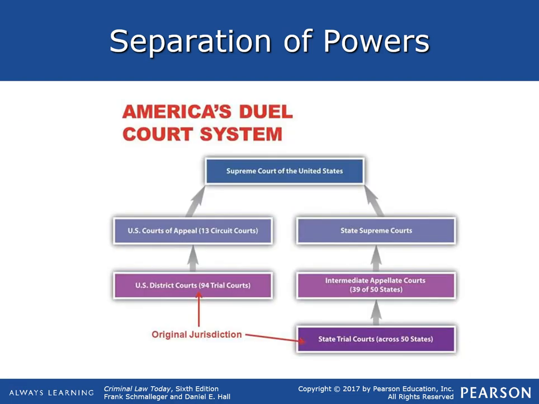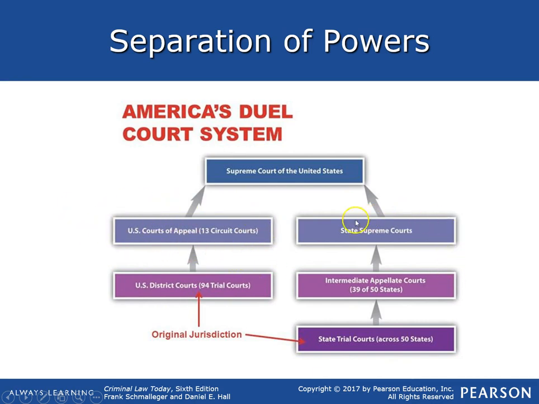And just a really quick look at the court system, if you will. The highest court in the land is going to be the United States Supreme Court. On the left here, we have the federal side. Again, there are a couple of other courts here, but you have the U.S. District Court, which are the trial courts, and then you have the U.S. Court of Appeal. There are 94 federal trial courts and 13 circuit courts or appeal courts.